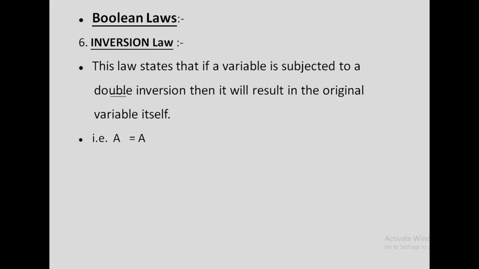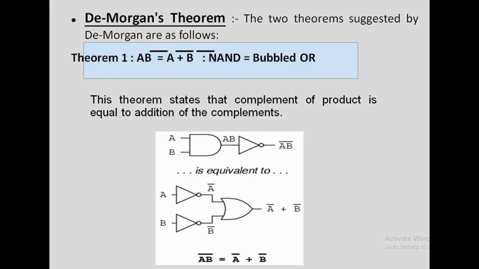Besides all these laws, there is one important theorem, that is De Morgan's theorem, that we will see. De Morgan's theorem has two statements. First statement is (AB) bar is equal to A bar plus B bar. This theorem states that complement of product is equal to addition of the complements. This diagram shows the equivalence between right side and left side. Upper diagram shows LHS and lower diagram shows RHS. So LHS is equal to RHS.